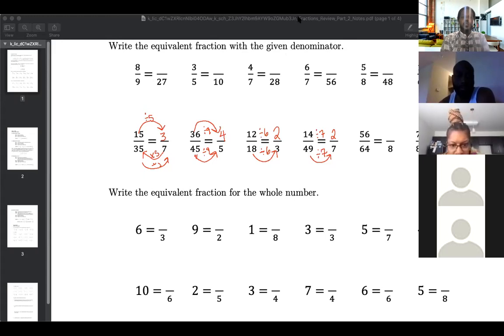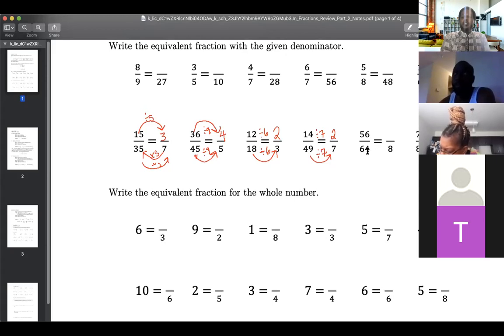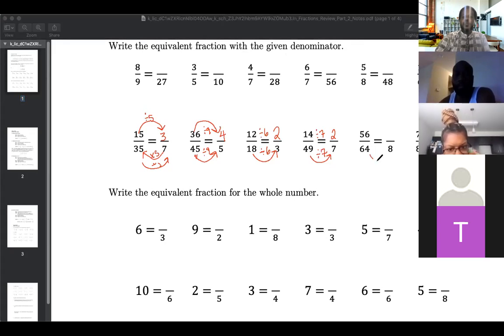8 is 64. Okay, 64 to 8. How do I get from 64 to 8? Good. It's a division by 8. What's 56 divided by 8? 7. Very good.